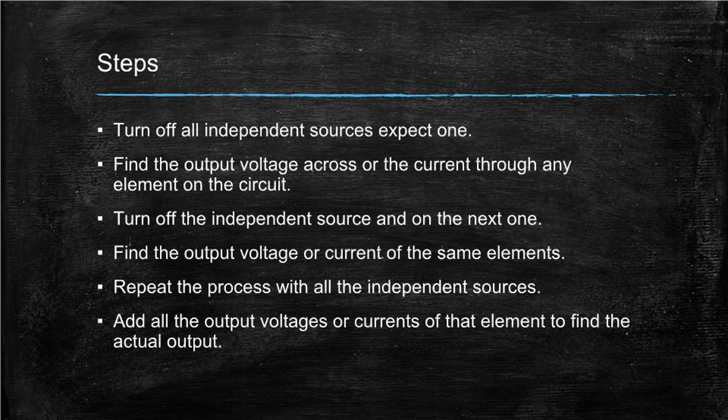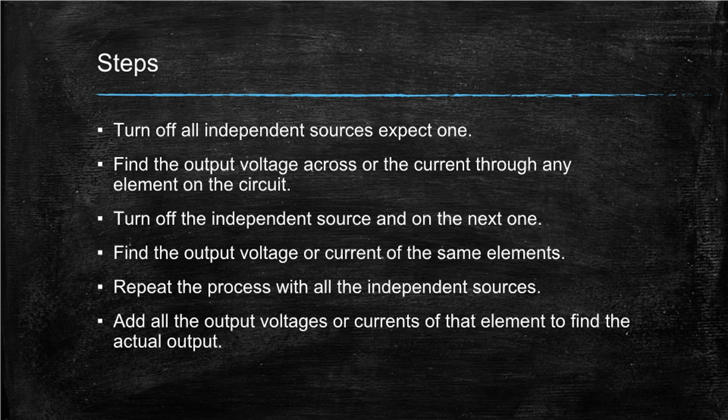Step 1. Turn off all independent sources except one. Something to know: when turning off an independent voltage source, it is short-circuited. The voltage will turn to 0 volts. To turn off an independent current source, the source turns to an open circuit. The current will be 0 amps.